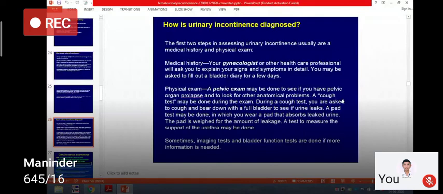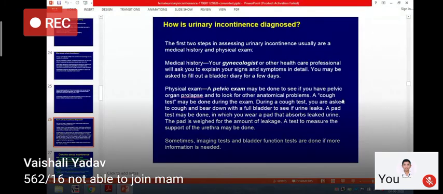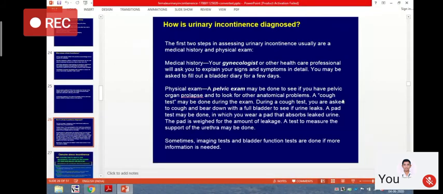A cough test may be done during the examination. The patient is asked to cough and bear down with a full bladder, and you see if the urine leaks. This is to rule out stress incontinence. A pad test may be done in which the patient wears a pre-weighed pad, and then she is asked to walk for 30 minutes and then do some exercise for 15 minutes, and then you weigh the pad again. If there is a difference of more than 1 gram, this means there is significant loss of urine.